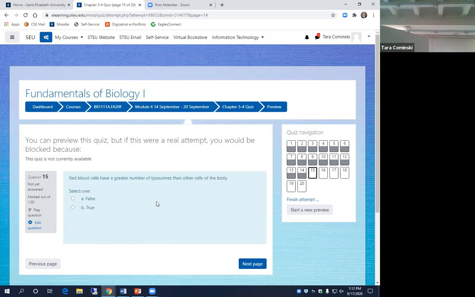All right, so this goes along with an example I gave during the PowerPoint, during the recorded lecture. It says red blood cells have a greater number of lysosomes than other cells in the body. Is that true or false? False. What was the example that I gave? White blood cells. Good. So why does that make sense, if you think about the function of a lysosome and the function of a white blood cell? Brad.